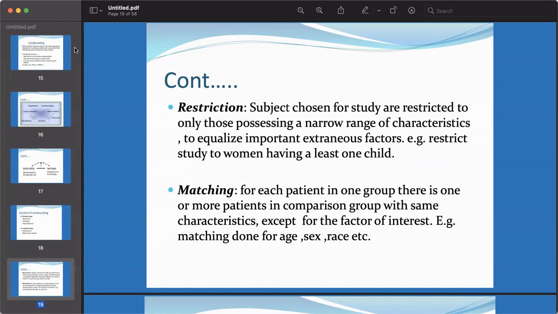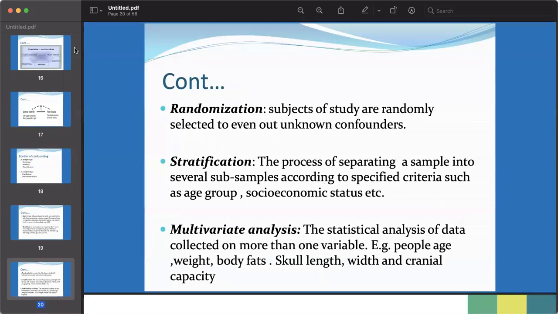Matching: for each patient in one group, there are one or more matching patients in the comparison group with the same characteristics except for the factor of interest. For example, matching done for age, sex, race, etc. Randomization: subjects of the study are randomly selected to even out unknown confounders.